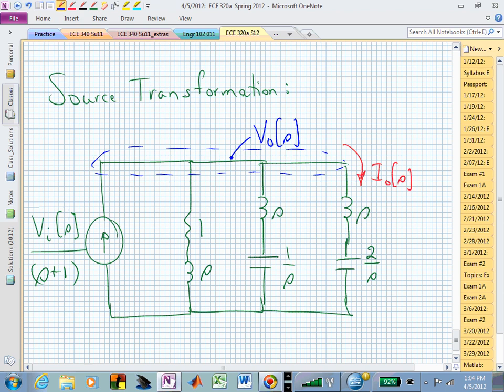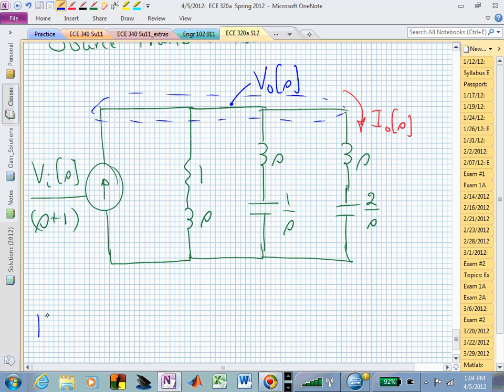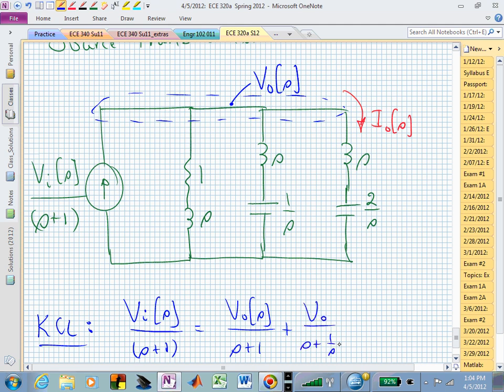Meaning, if we did a KCL at this point, let's say we have V sub i of s over s plus 1 going in, and now coming out, we have V naught of s over s plus 1. We have V naught over s plus 1 over s plus V naught over s plus 2 over s. Is everybody okay with that?